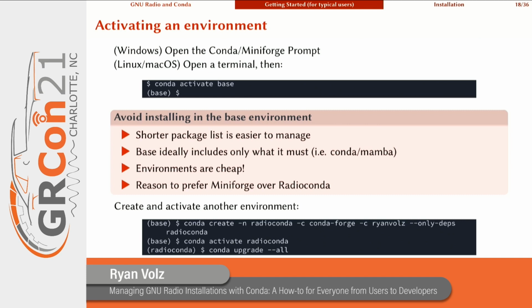And this could be a reason to prefer miniforge over radioconda, because the miniforge distribution is that small base distribution, whereas radioconda has everything installed in the base environment. So if you do opt for miniforge, you can create and activate another environment with all of the radioconda packages by doing a conda create command and naming that environment radioconda. You can tell it to install from the conda-forge channel and my personal channel. And you only want it to install the dependencies of the radioconda meta package, and that'll install all of the packages that come with radioconda.